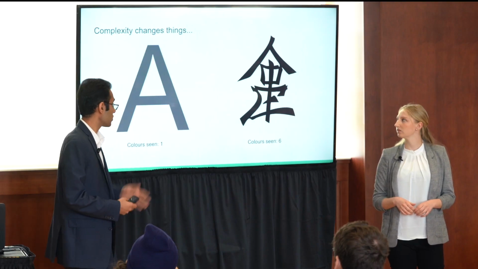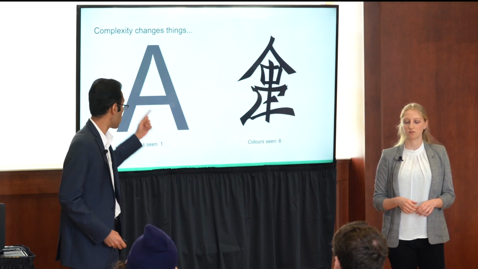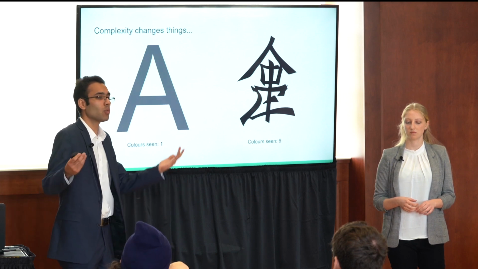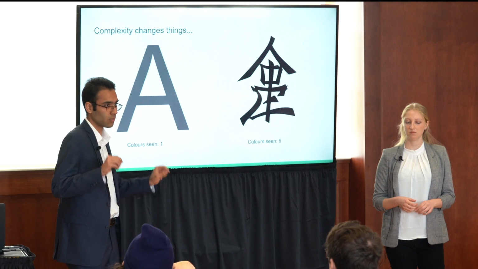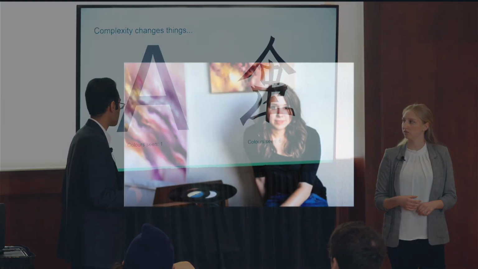Over here it is showing you that for the Japanese character, which is harder to draw since it's more complex, you're seeing more colors, whereas for the Latin alphabet, you're just seeing 1 color since it's not as complex to draw. And that is how we saw a positive correlation between complexity and the amount of colors that you saw for different characters.